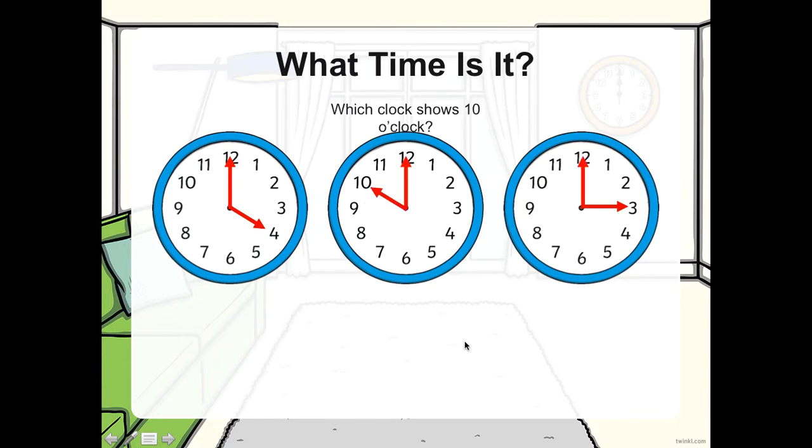Can you find 10 o'clock on the screen? That's right, it's the middle clock here. Which one is showing us 3 o'clock? Is it this one? No. What time is that? Oh, that's 8 o'clock. Is it this one? Fantastic. This is 3 o'clock. The minute hand points to the 12, and the hour hand points to the 3.